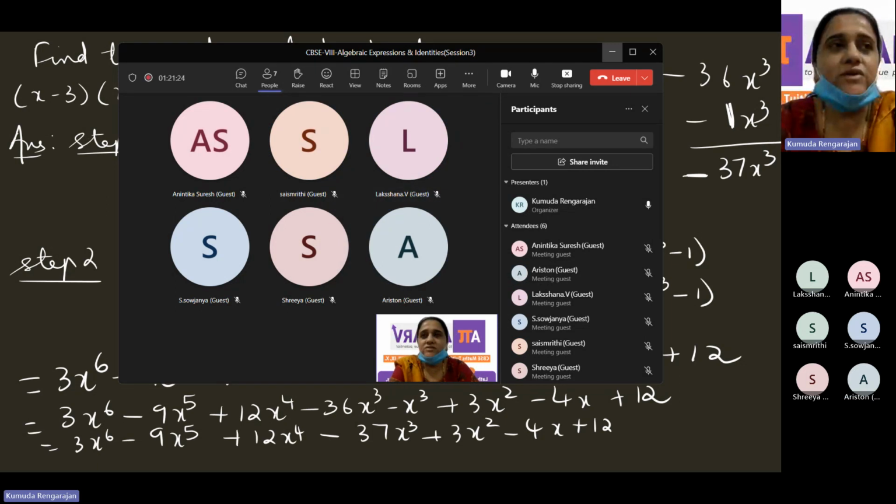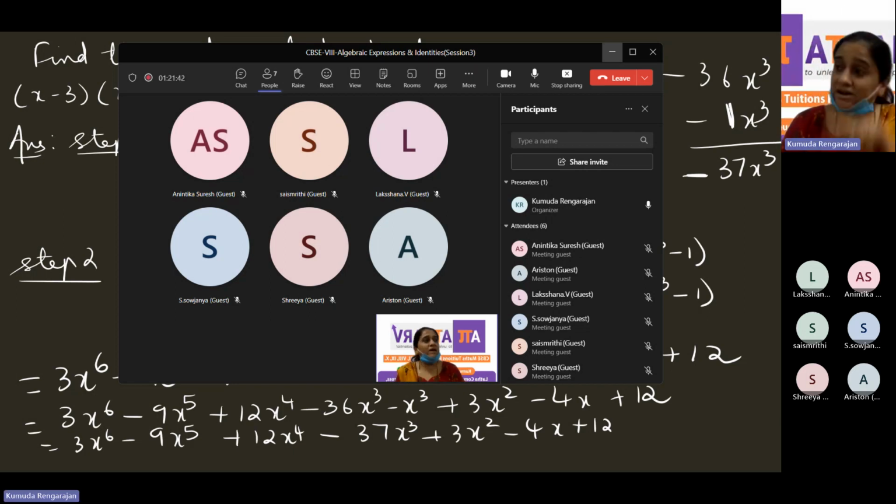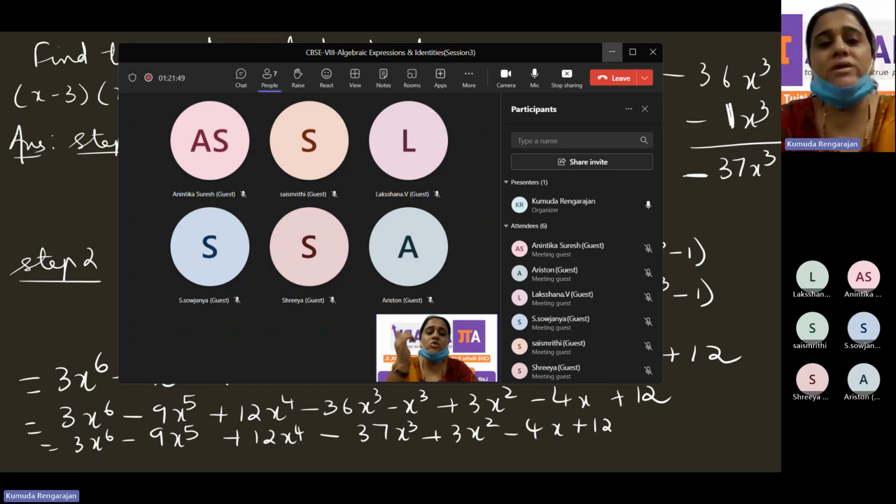In today's class, we have so far learned how to multiply a monomial with another monomial, a monomial with a binomial, and a monomial with a trinomial. The same pattern will continue if it is a monomial with another expression with 10 terms. The same pattern.